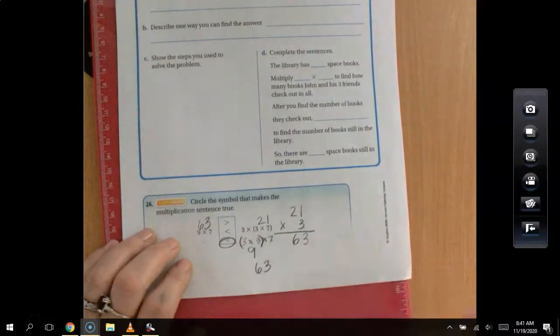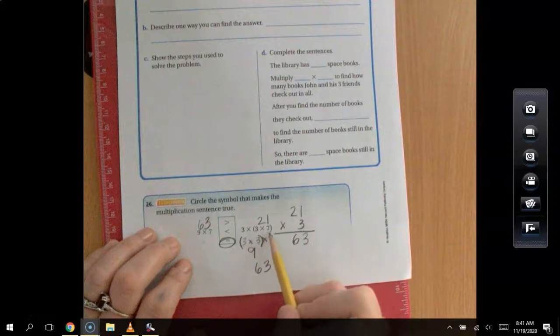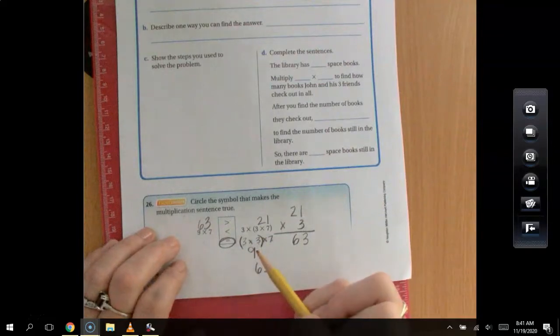Right now we have only gone up to the 12s. So if you see something that's bigger, and you see that it's the associative property, go ahead and use the associative property. Move those parentheses to help you.